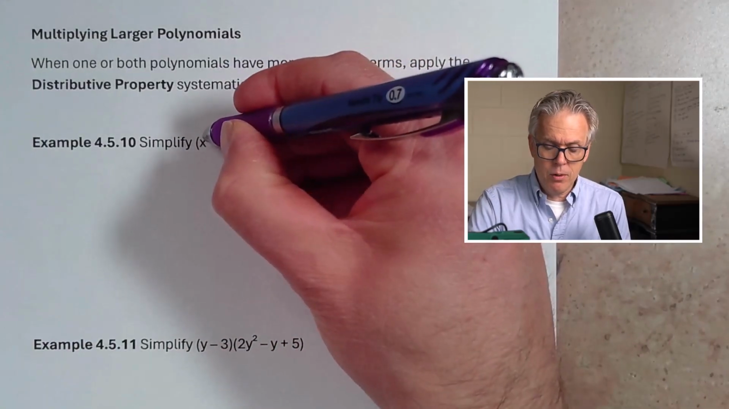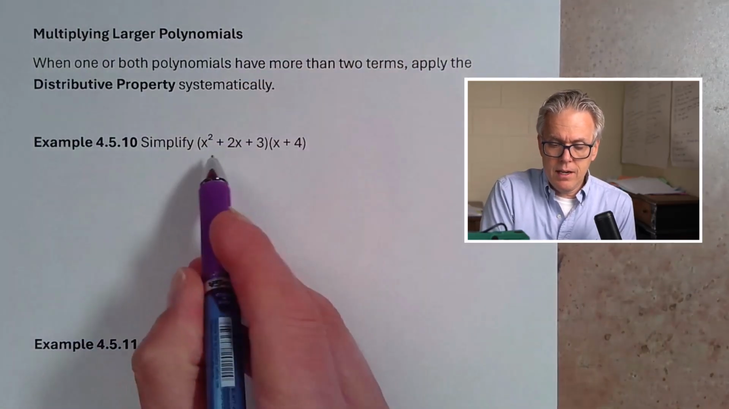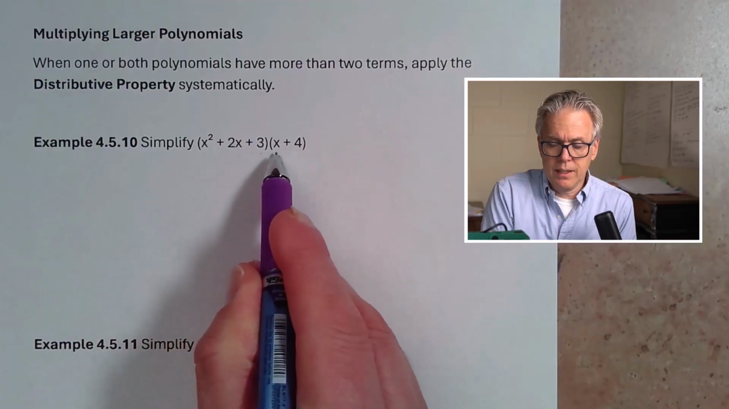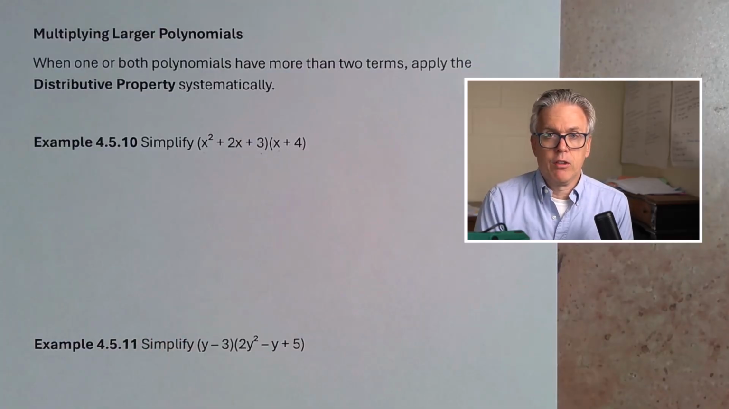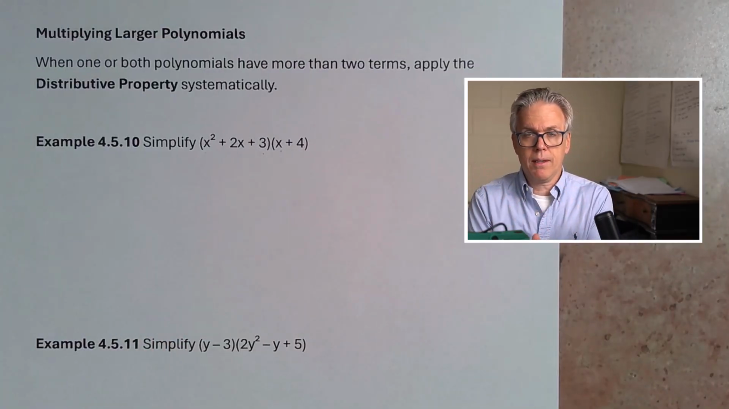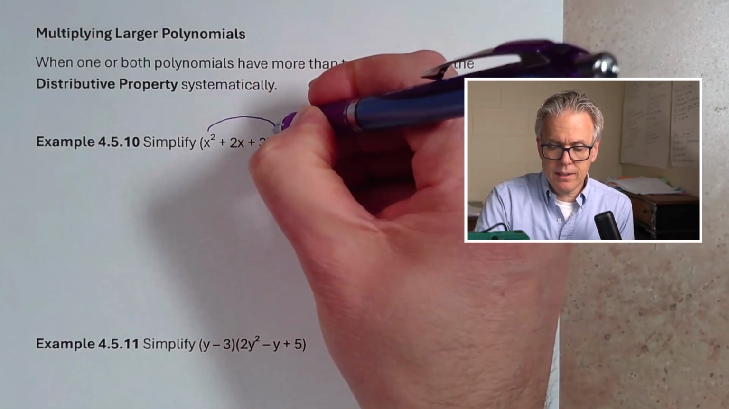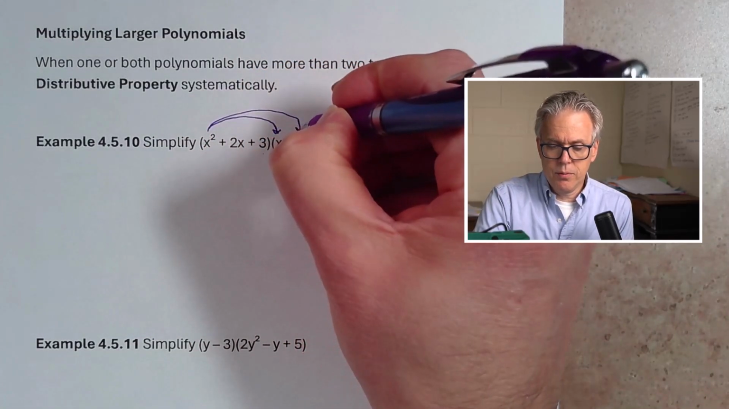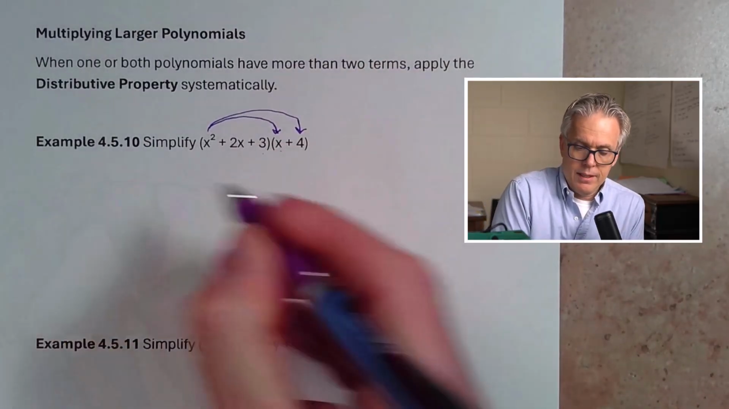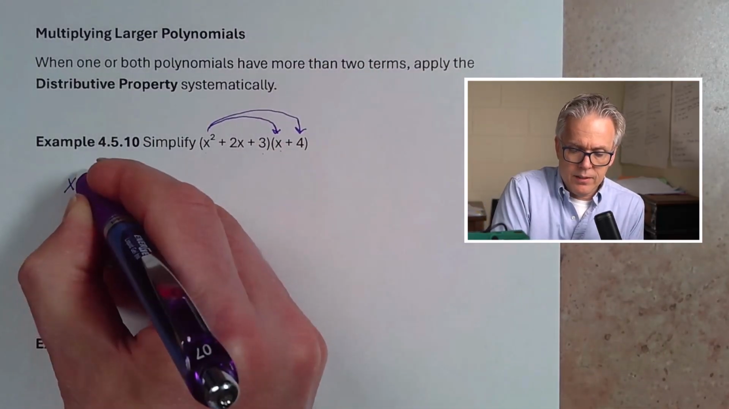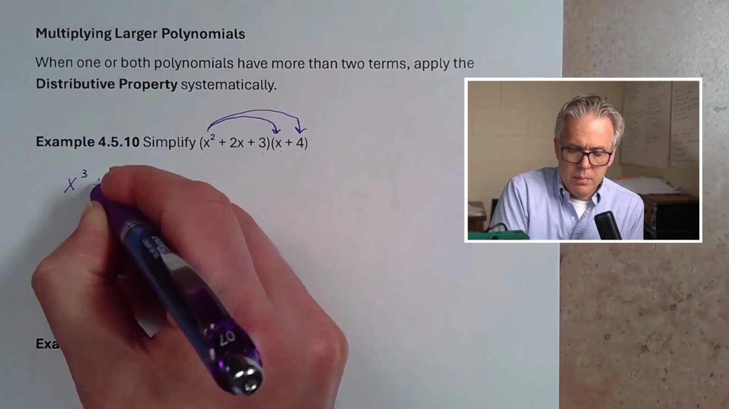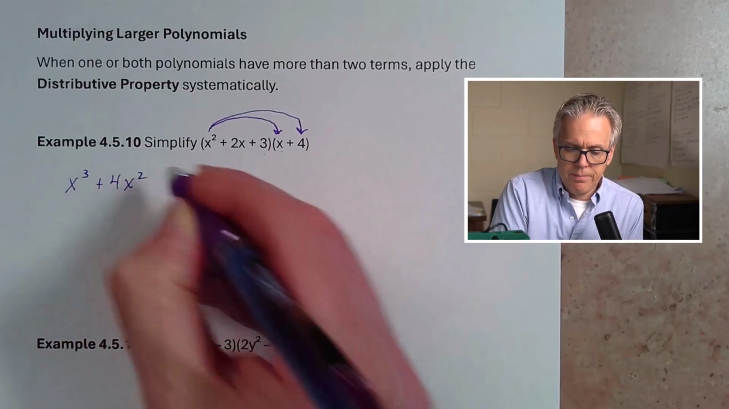And I want to make sure that I multiply each term here, the x squared, the 2x, and the 3, to each of these terms. You can go in any random order if you want to, but boy, I recommend having some system. So I'm just going to take x squared times x, and then x squared times 4. So that's going to give me x cubed plus 4x squared.